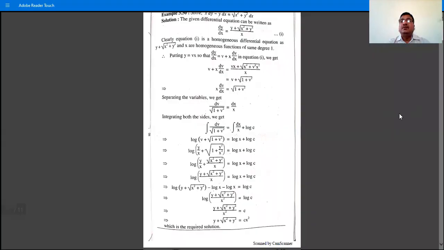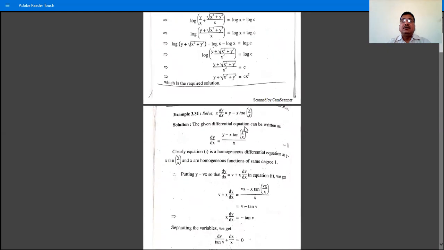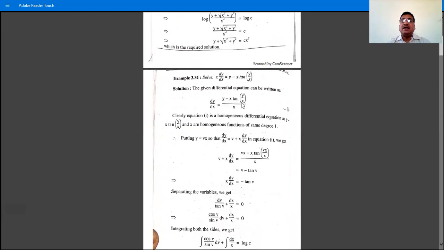So here y plus root x square plus y square is a homogeneous function of degree 1, divided by x, a homogeneous function of degree 1. How can we check that y plus root x square plus y square is a homogeneous function? If we find f(tx,ty), then this is t raised to 1 f(x,y). Okay, so y minus x tan(y/x) is a homogeneous function of degree 1.